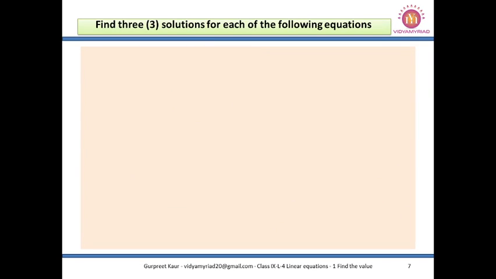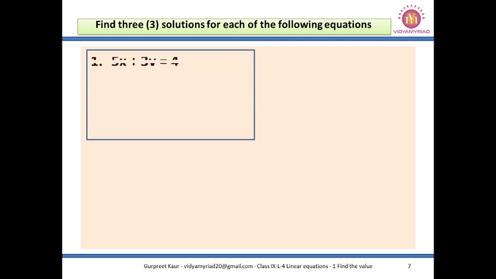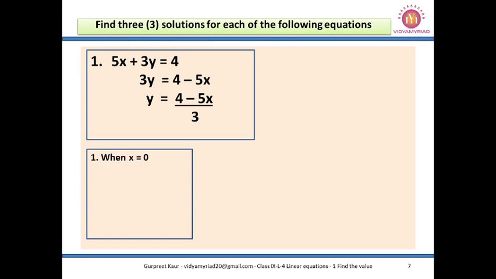Let's do one more example. Another example. See, I have an equation here, 5x plus 3y is equal to 4. So let me equate it in a single variable form. That becomes y is equal to (4 minus 5x) upon 3. Now assume the values of x.